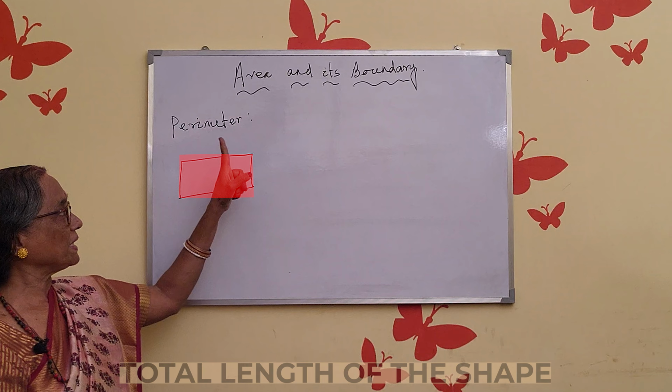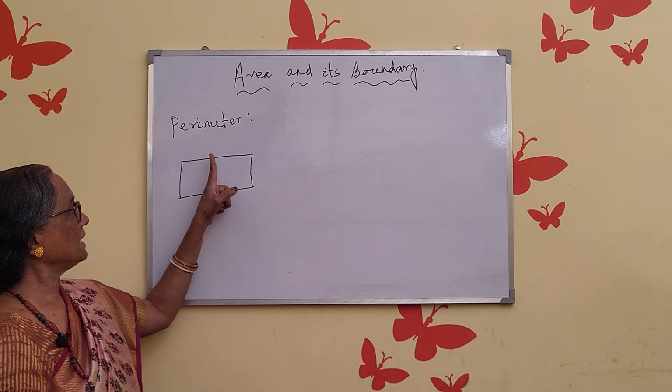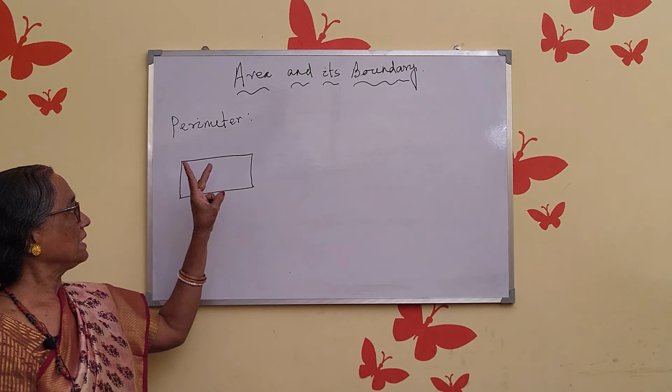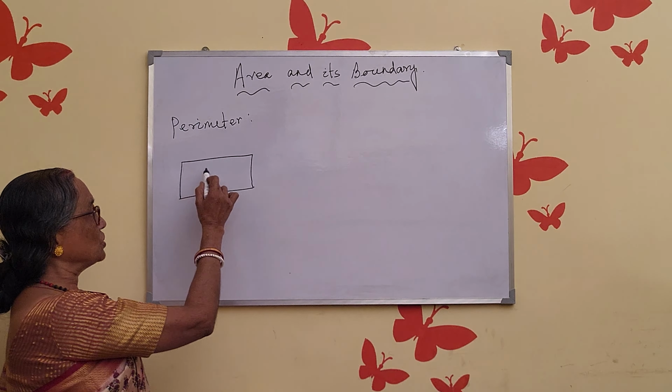what shape is this? This is a rectangle. Therefore, perimeter is the total length of the shape. Total length of the boundaries of the shape is known as perimeter. It is a linear unit and is calculated by adding the lengths of the shape.